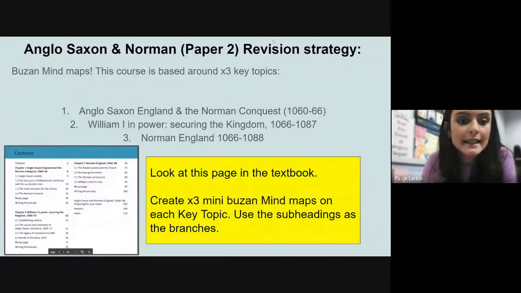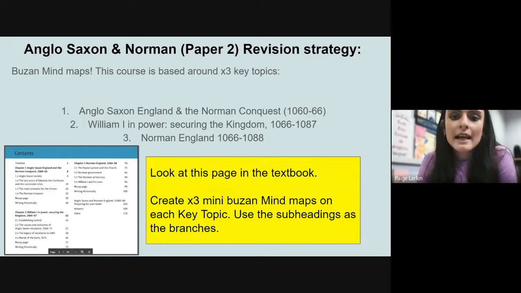So, secondly then, a part of paper 2, you also have your Anglo-Saxon and Norman unit to do. And the students will also have 3 questions to complete on this unit as well. Now, I think the best way to revise for the Anglo-Saxon and Norman paper is to complete Booz and mind maps. I think mind maps work really, really well with this unit.